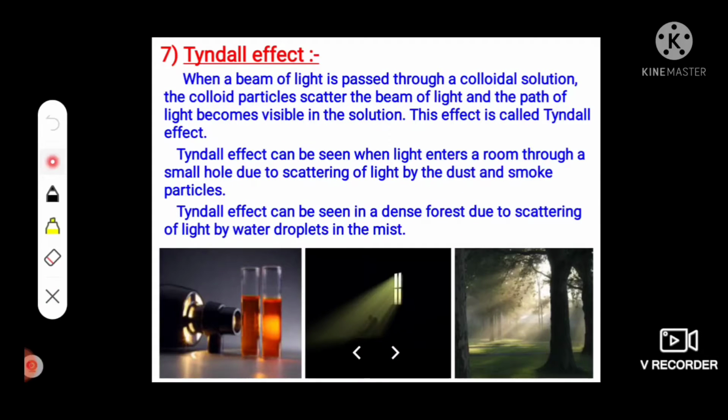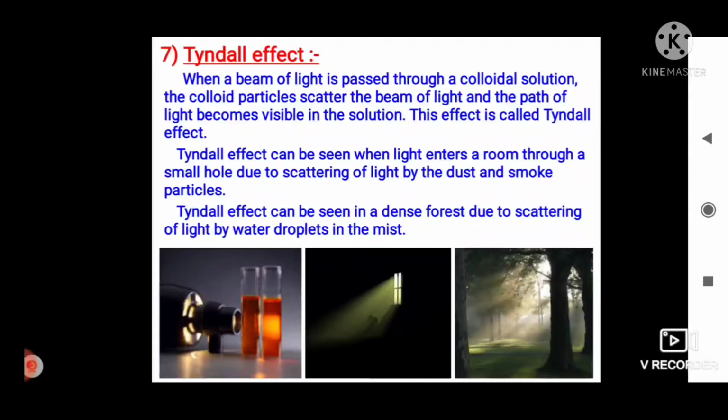When a beam of light is passed through a colloidal solution, the colloidal particles scatter the beam of light and the path of light becomes visible in the solution. This effect is called the Tyndall effect. The Tyndall effect can be seen when light enters a room through a small hole due to scattering of light by dust and smoke particles. It can also be seen in a dense forest due to scattering of light by water droplets in the mist.